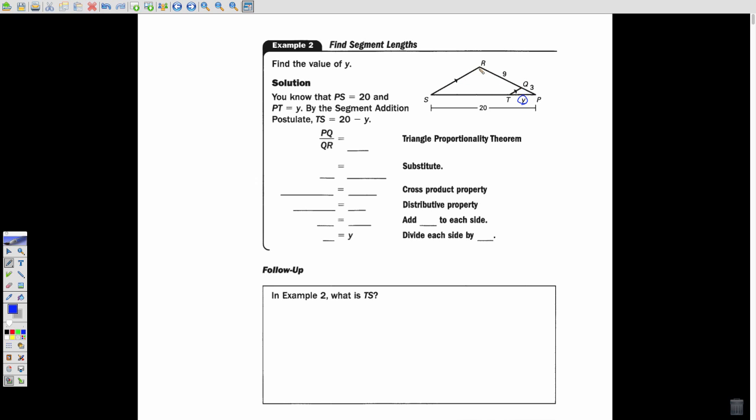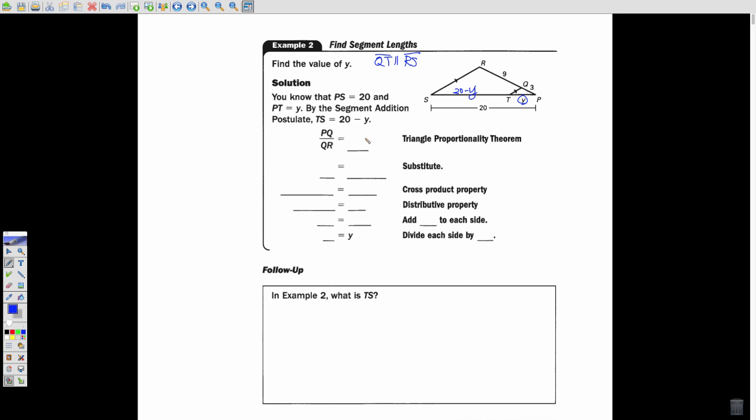These two are parallel. That's what's given, right? So if it's helpful, you can write it out: QT is parallel to RS. That's excellent. And it's a segment, so I need to add the bar on top. So we know PS is 20 and PT is y. Then by the segment addition postulate, TS, which is this portion, would be 20 minus y.